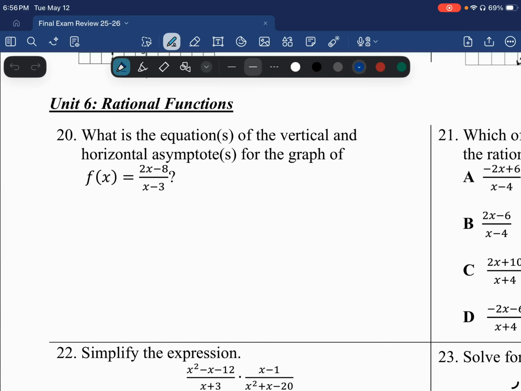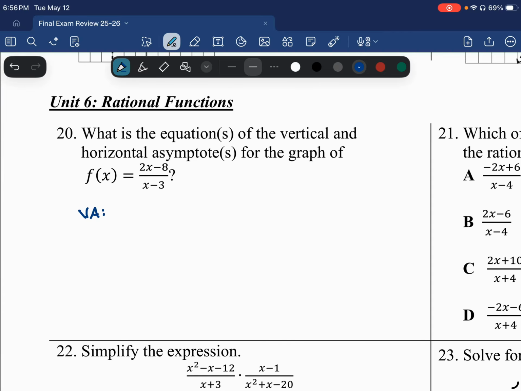Unit 6, Rational Functions. What is the equation of the vertical and horizontal asymptote for the graph of f of x equals 2x minus 8 divided by x minus 3? So first, we're going to find the vertical asymptote, and that is where your denominator is equal to 0. Asymptotes are boundaries that are trying to stop you from dividing by 0, which is not mathematically possible. So we're going to take whatever factors are in the denominator and set it equal to 0, and we're going to solve for x. And so our vertical asymptote is at the line x equals 3.